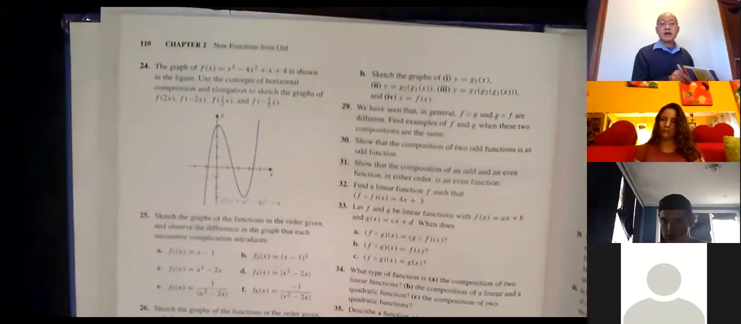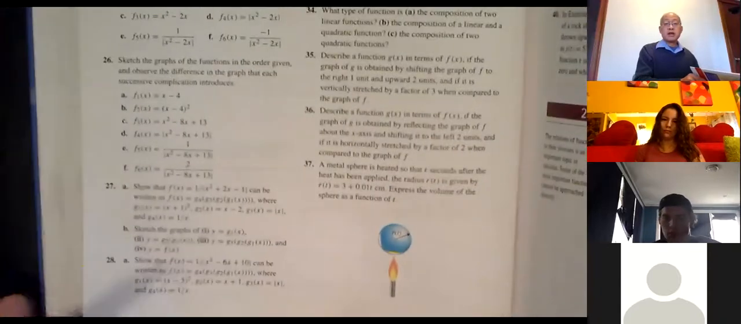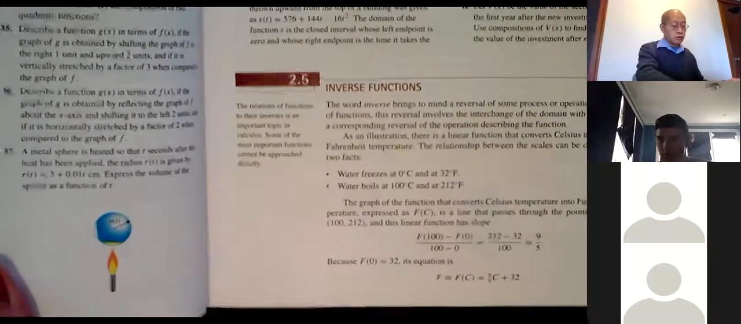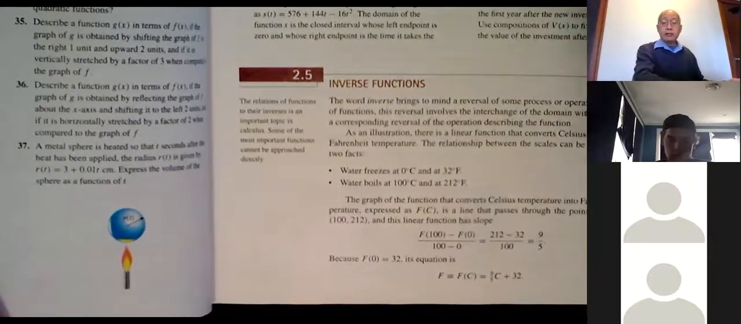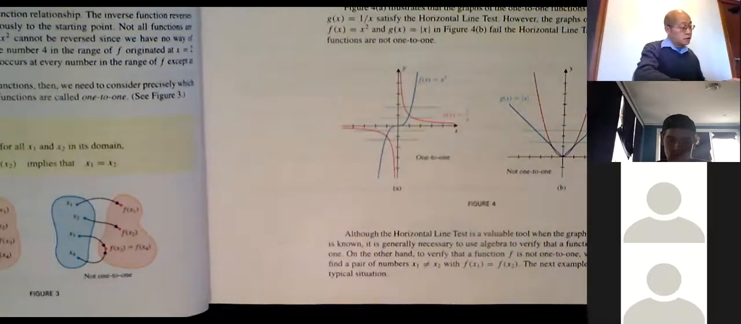2.5, page 110. There again, I'm not sure if we need all of these. And some more there. All right, and then 2.5. While we're at it, might as well just go ahead and give you the whole works. All right. So we're still planning to have a test on Friday, the next test.